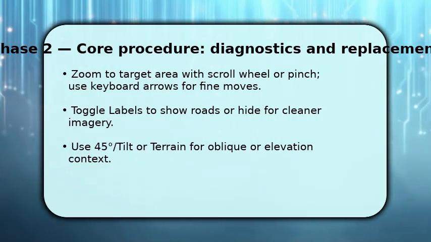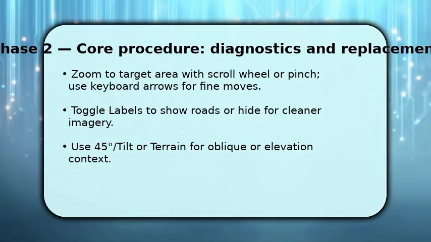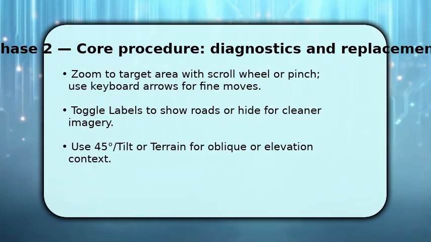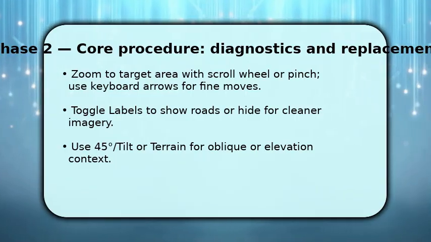If available, switch to the 45-degree or tilt view to see buildings from an angle, and enable terrain when elevation context matters. Keep adjusting until the composition shows the landmarks or parcel you need.